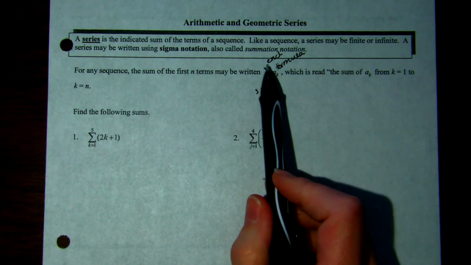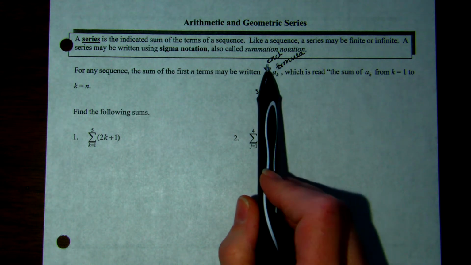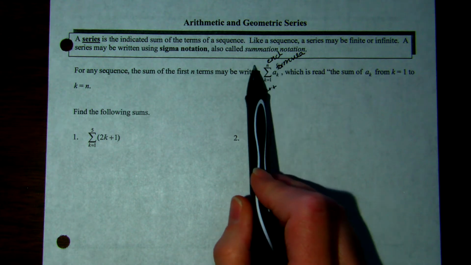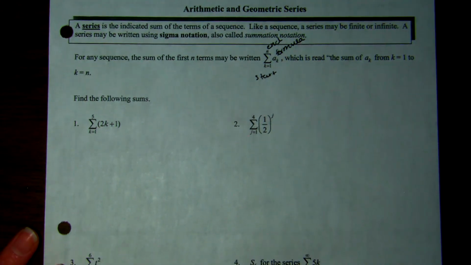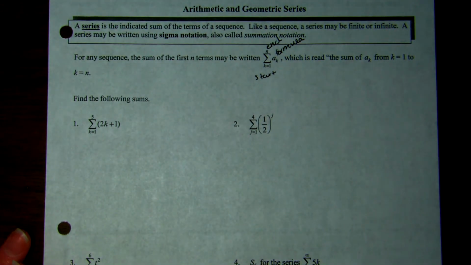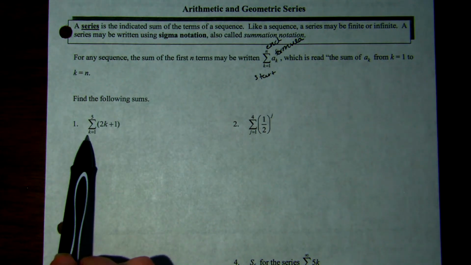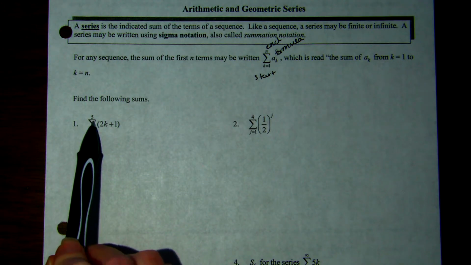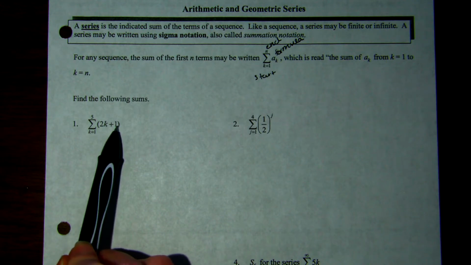Okay. And so if it is a finite series, this n value is going to be a number. It might be 10 or 100 or 2,000. But if it's infinite, this n will be an infinity sign. Okay? All right, so let's just look at the examples because this stuff is a lot easier to deal with when we're actually talking about specific problems. So they want us to find the following sums. They want us to find the sum from k equals 1 to 5 of 2k plus 1, okay?